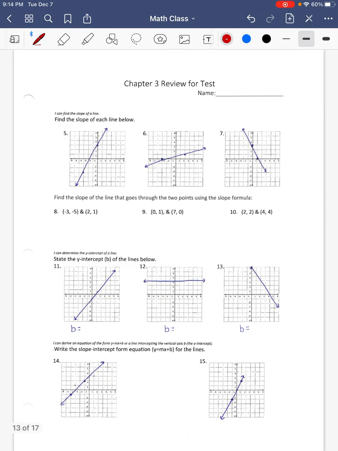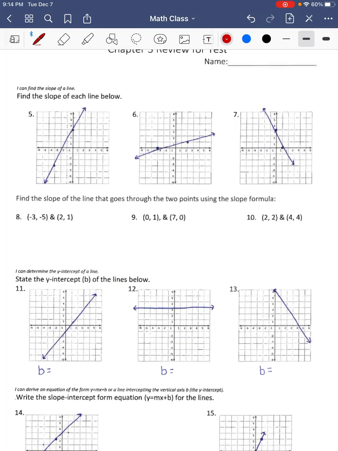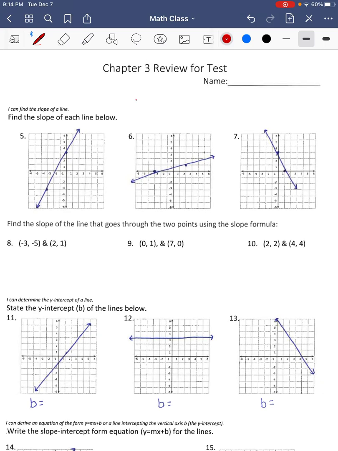All right. Moving on to the second page. Find the slope of each line below. So remember, that's our rise over run. So on the first line, you need to start at our furthest left point, count how many up, how many over. So on our first line, we're going up. 1, 2, 3, 4, 5, 6. And we're going over. 1, 2, 3. And 6 over 3 reduces to 2.